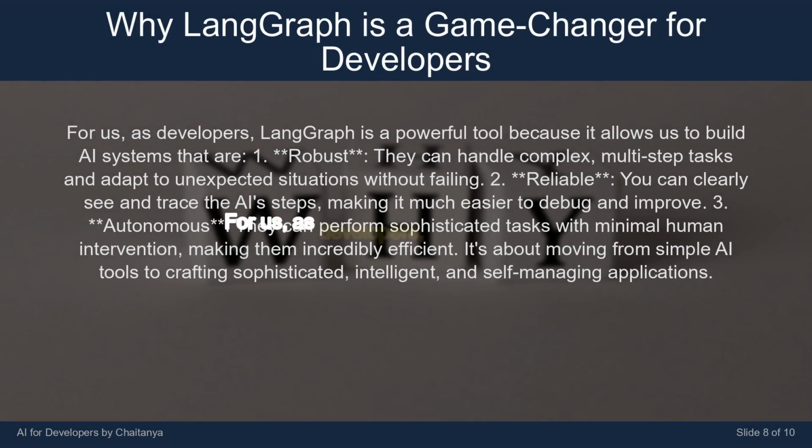For us, as developers, LangGraph is a powerful tool because it allows us to build AI systems that are: 1. Robust. They can handle complex, multi-step tasks and adapt to unexpected situations without failing. 2. Reliable. You can clearly see and trace the AI's steps, making it much easier to debug and improve. 3. Autonomous. They can perform sophisticated tasks with minimal human intervention, making them incredibly efficient. It's about moving from simple AI tools to crafting sophisticated, intelligent, and self-managing applications.